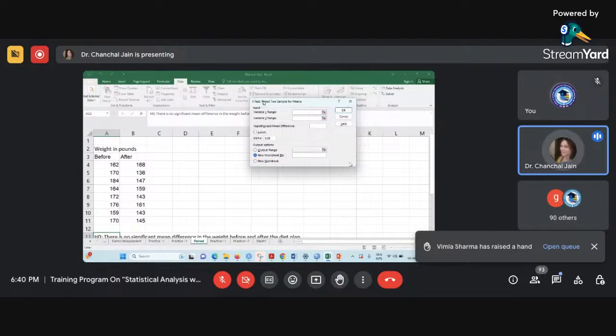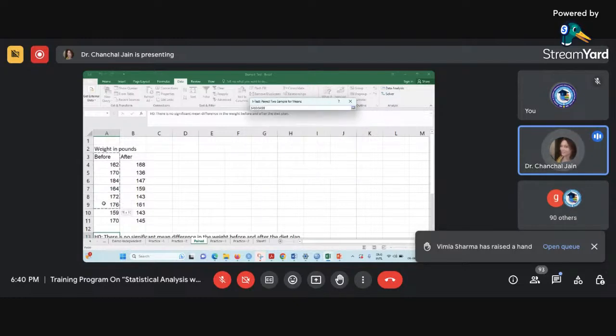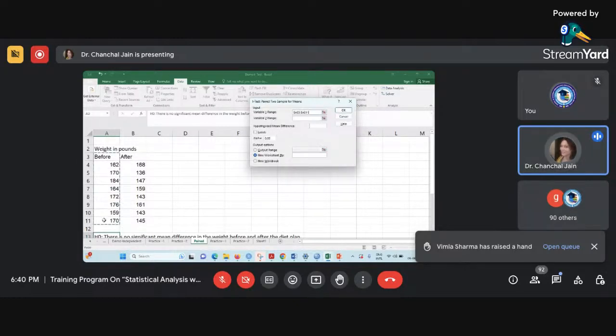And here you can see we need to firstly give the ranges. So suppose I'm selecting the range of my first variable. Then I'm selecting the range of my second variable. Coming to the hypothesized mean difference, if you want, you can write 0 also. If not, even Excel itself will make it 0. Then coming to the labels, you can check the box if you have selected your data including the labels. Alpha level is 0.05, that is 5%.